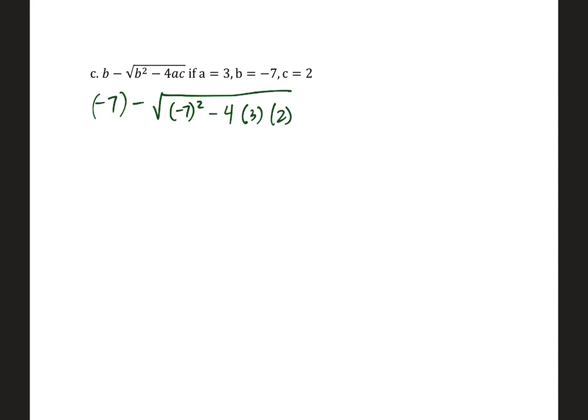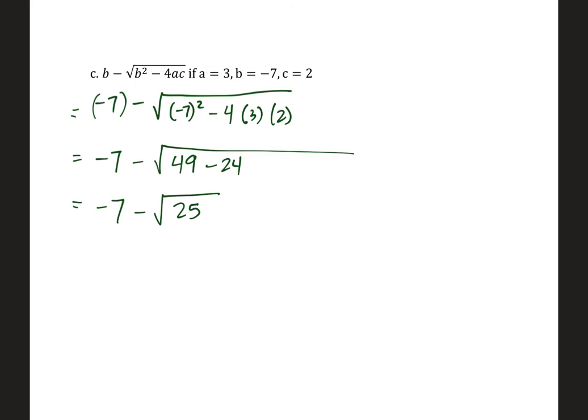So again, we have our grouping symbol. That radical is a grouping symbol in itself. So we'll work on the inside of that. Of course, we'll have to do that perfect square. So negative 7 times negative 7 is going to be 49. And then 4 times 3 times 2 is 12 times 2 is 24. So minus 24. We're still evaluating inside this radical. 49 minus 24 is 25.